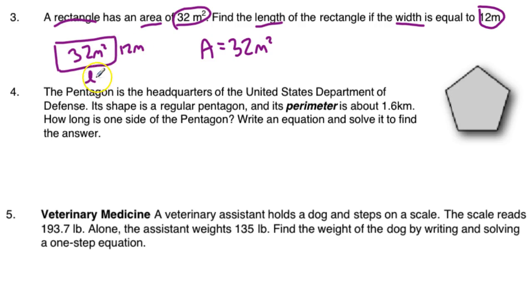Don't know the length. Luckily, there's a formula for this. The area equals the length times the width. So what do we do? We plug in what we know. Area is 32 meters. I'll just write 32 equals the length. We don't know that, so we leave the L. And that's being multiplied by the width, which was 12 meters. So we've got this right here: 32 equals the length multiplied by 12.